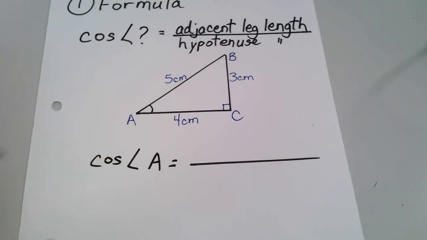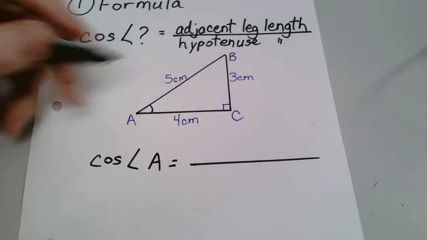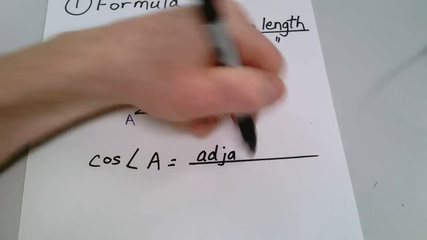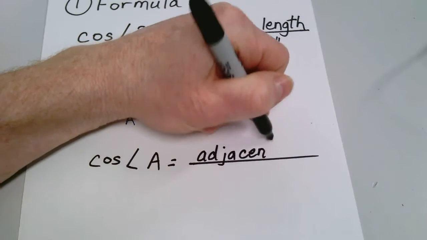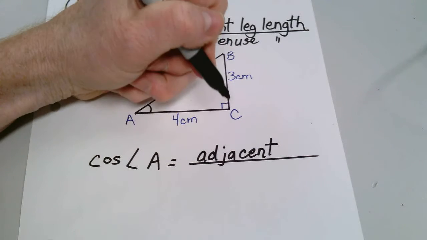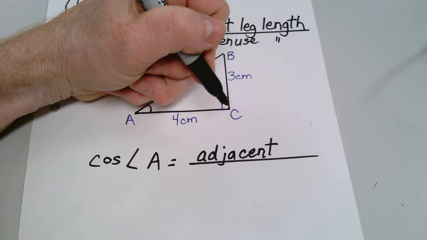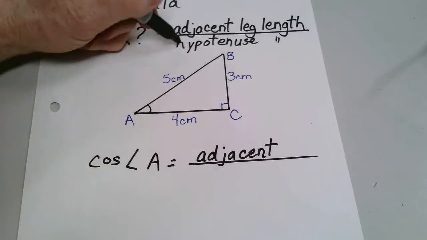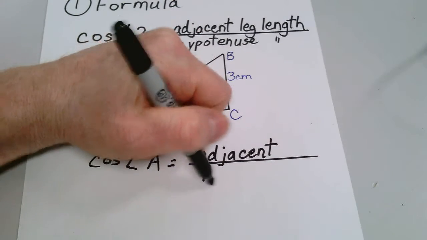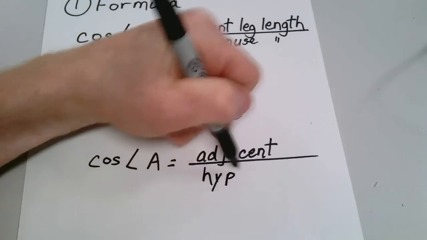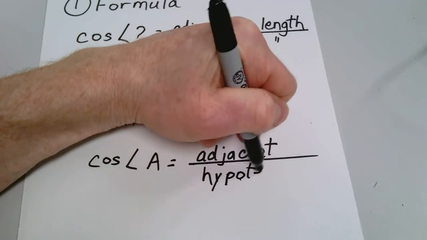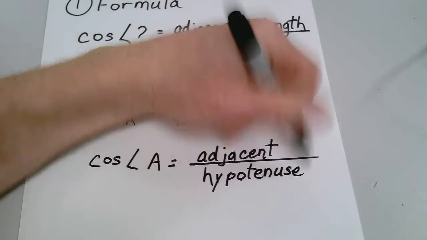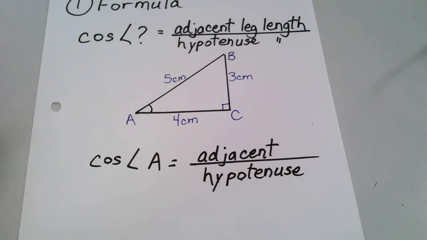is equal to the adjacent leg. We'll just write down adjacent. I know some of you are thinking, oh, I'm just going to put an A down there instead because I want to save time. Over hypotenuse length, we'll just put down hypotenuse for short. Please don't just write an H for short. So adjacent divided by hypotenuse.